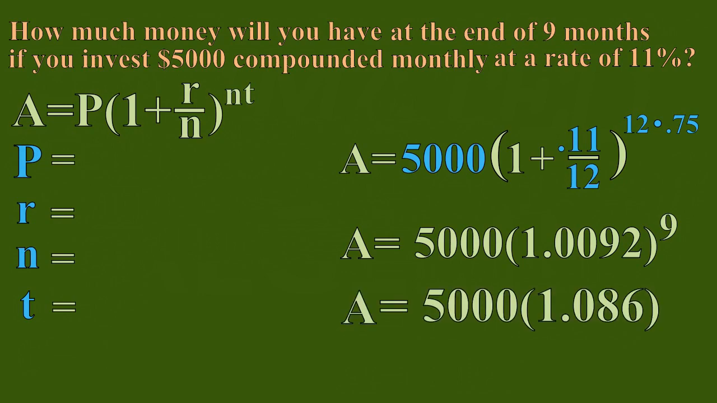After multiplying this by 5,000, we end up with 5,430. That means that after 9 months, the total amount in the bank account is $5,430. Since we started with $5,000, we earned $430 of interest.